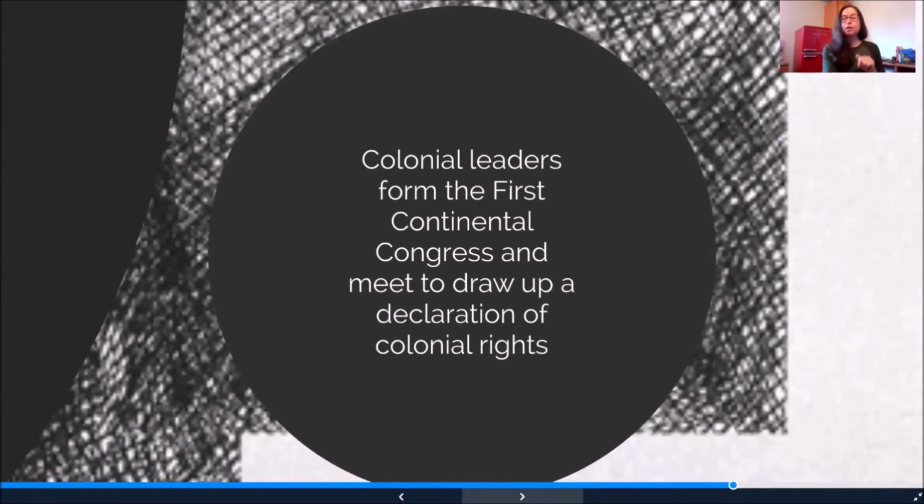Colonial leaders formed the First Continental Congress and they met to draw up a declaration of colonial rights. They've almost reached the end of their rope.